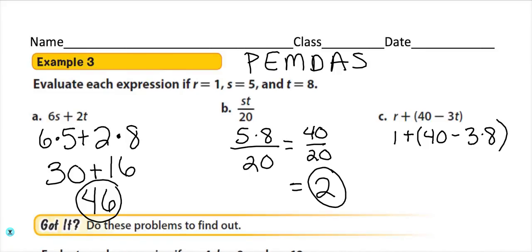Okay, remember when we do PEMDAS, P stands for parentheses. So everything in the parentheses has to be done first. So when you get inside the parentheses, you got to start back over. Well, we don't have any parentheses again. We don't have any more exponents or anything like that. We do have multiplication and division. So we actually do that first. So we're going to do 1 plus, and then 40 minus, and then 3 times 8, which is 24.